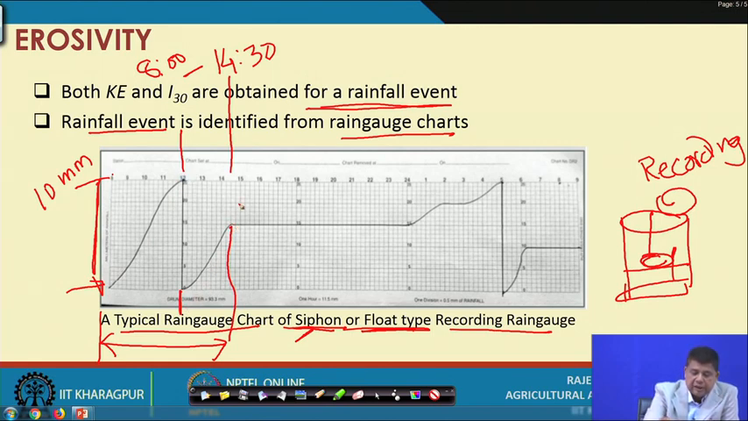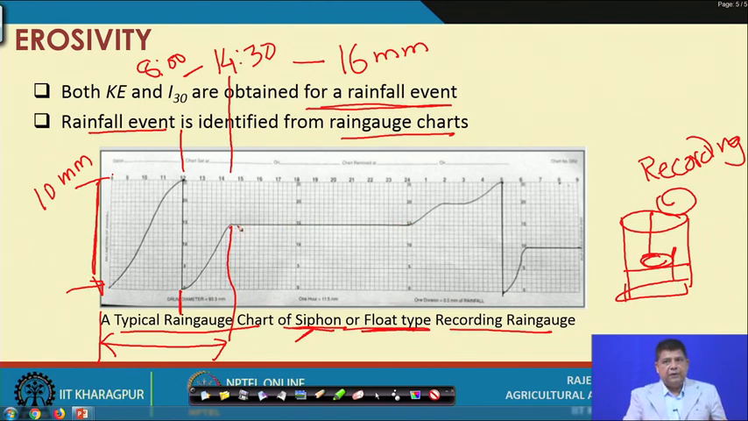So, that means during this period a total of 16 mm of rainfall occurred. That is one rainfall event, and then after 14:30 hours till 24 hours we see a horizontal line, which shows that there is no rainfall occurring, and then again this pen starts raising, or the float rises, and because of that there is a change.